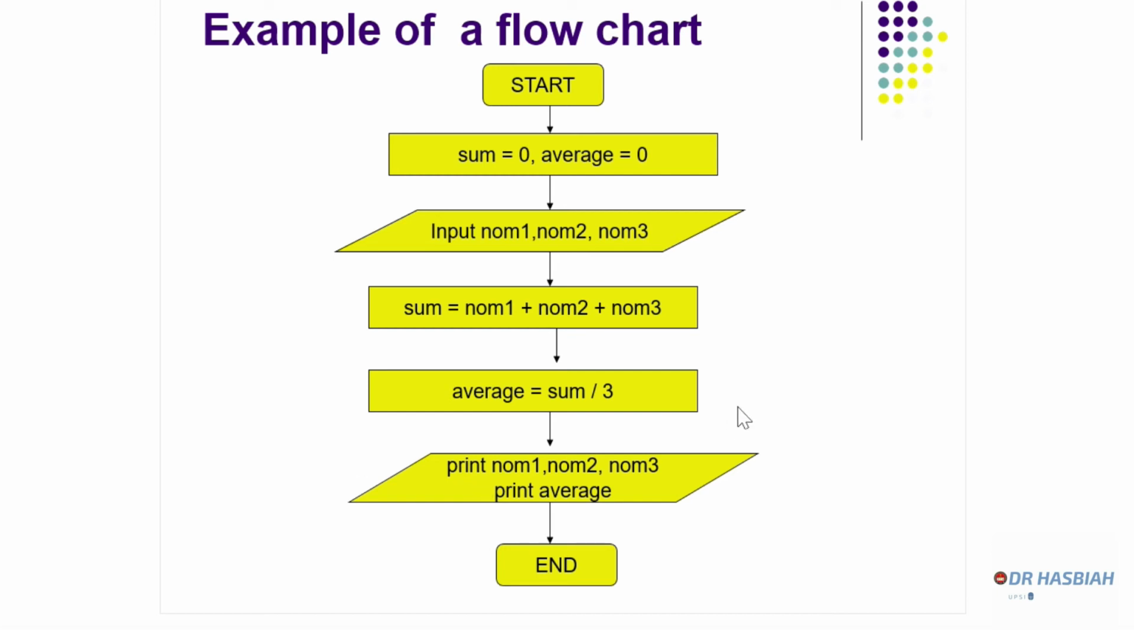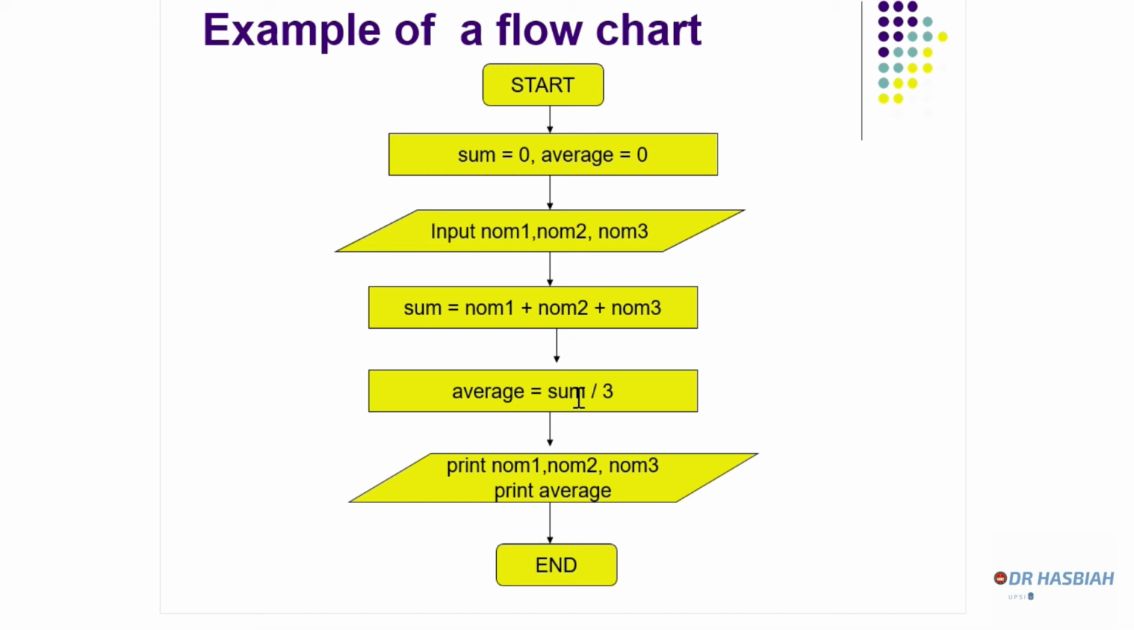If you notice here, this is the terminal, start and end here. We use the same symbol. And then this is the input, and this is the output symbol. Then this is the process, sum, and then average. So this is the flowchart for the example just now.